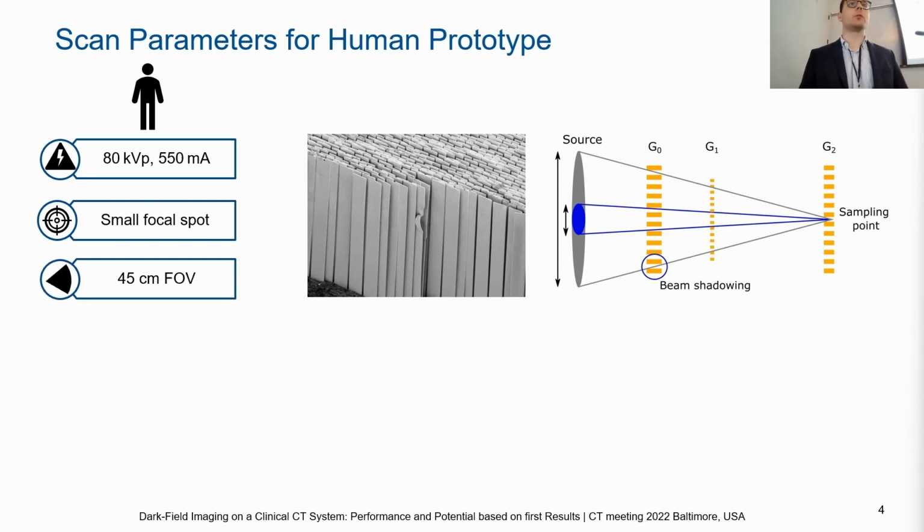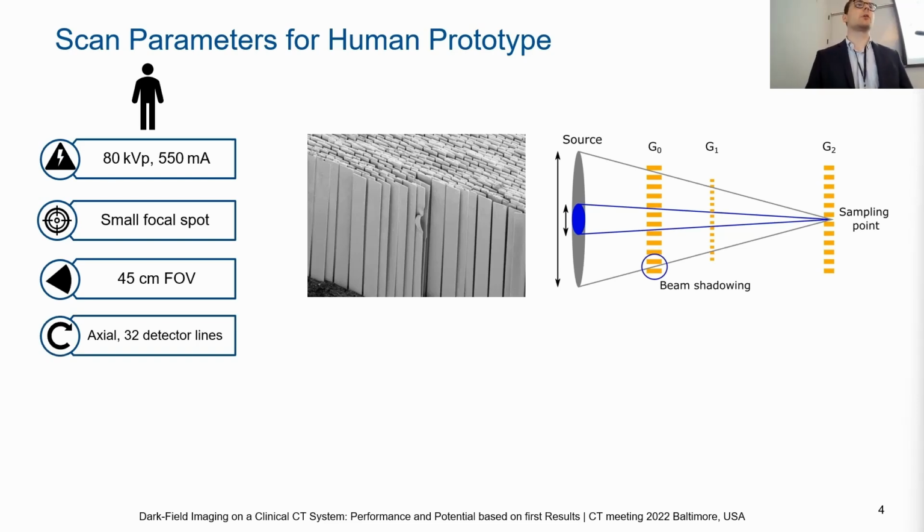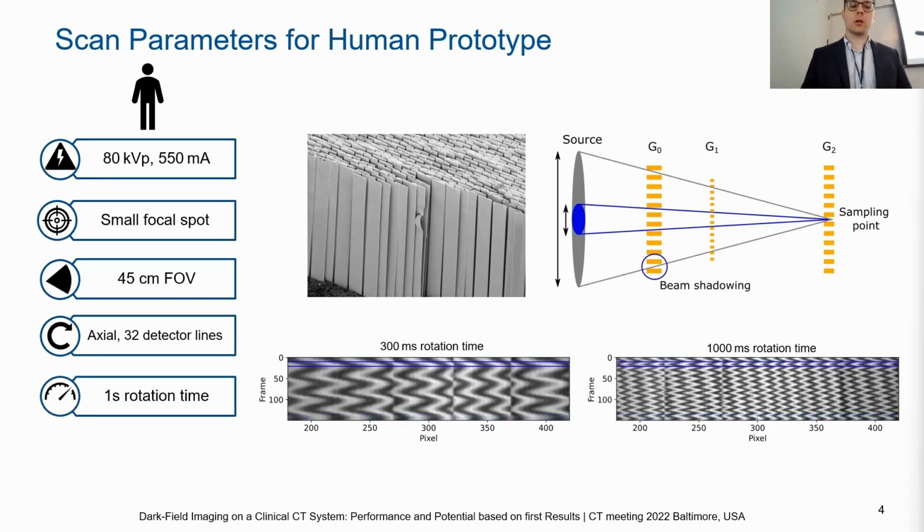Our field of view is obviously a bit larger nowadays. We are operating with 45 centimeters here. And currently all of our acquisitions are performed with a continuously rotating gantry using 32 detector lines. To make prototyping easier, we are currently focusing on axial acquisitions. And lastly, currently we perform all of our scans with a 1 second rotation time.